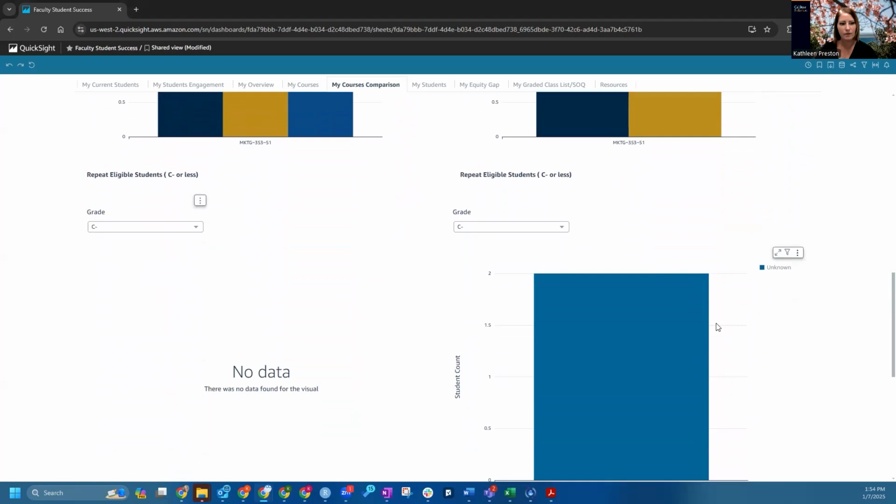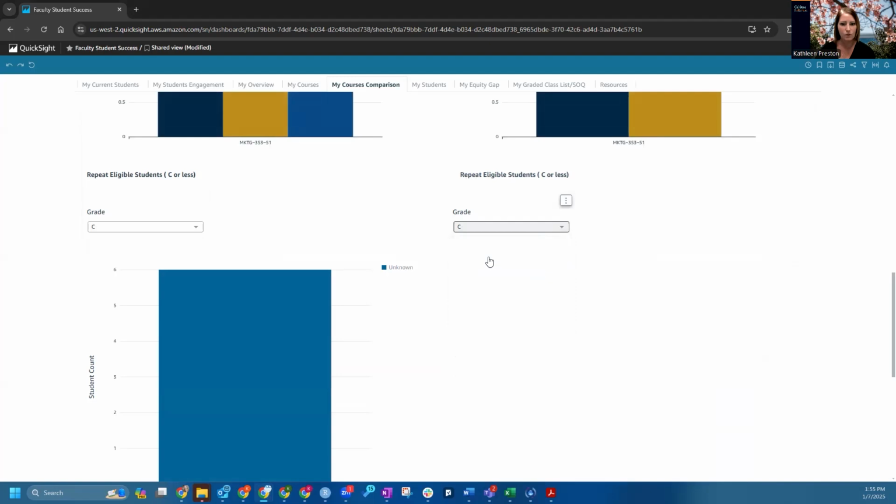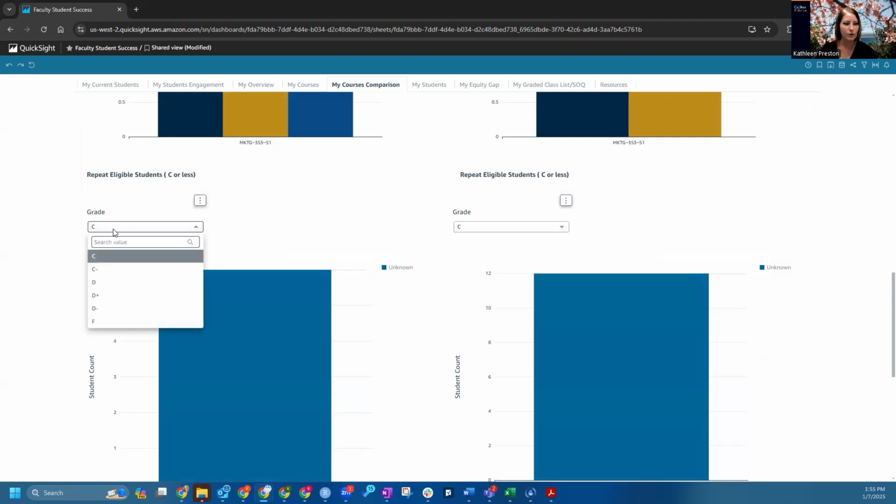And then we see the repeatable grades. So here, when no data were found for the visual, it means that there were no repeatable grades for that particular semester. And here there were two. If you hover over the bar, you'll see two repeatable grades. Generally, the repeatable grade is a C- or less, but you do have an opportunity to select a different category depending on your department. So if your department requires a C or higher to be considered passing, then you could change this in the menu over here.